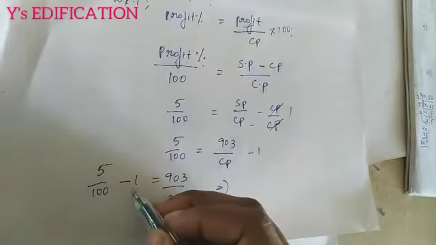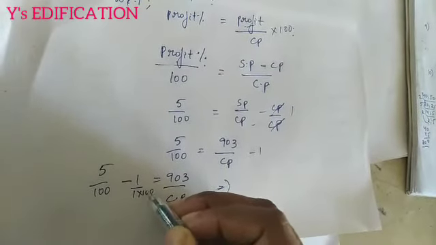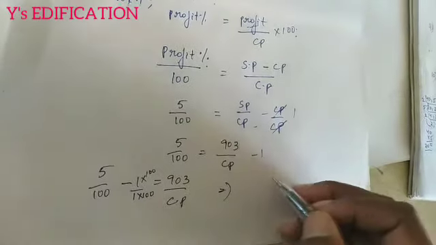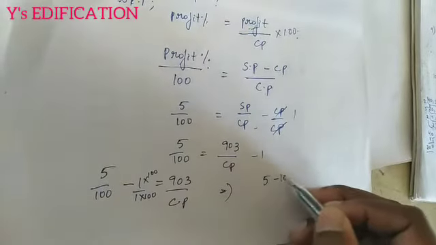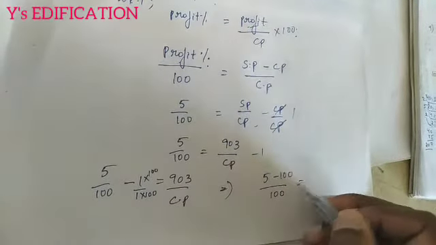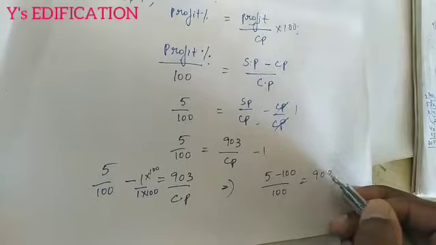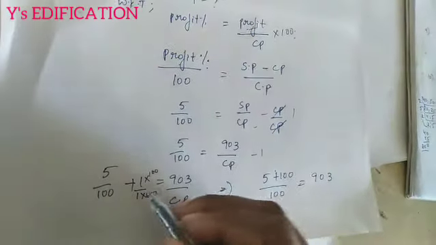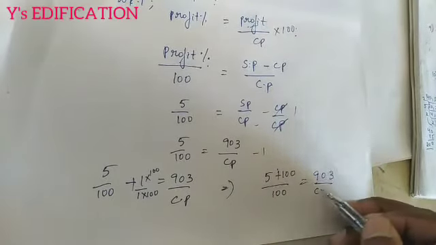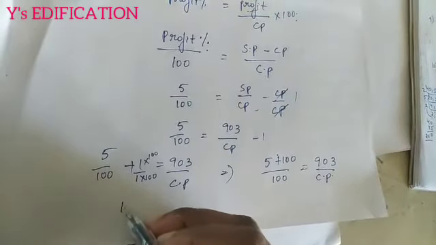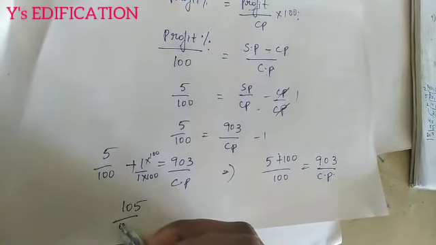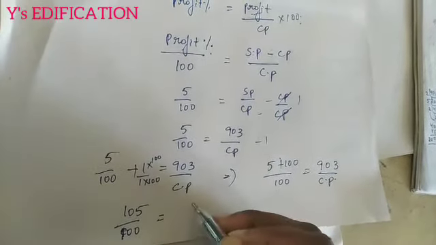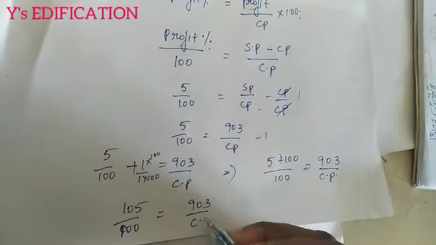So what will it become? By 1 into 100 into 100. So 5 minus 100 by 100 is equal to 903... sorry, this is plus. This is minus 1, no? So it becomes plus 1. 903 by CP. So what is 5 plus 100? 105 by 100 is equal to 903 by CP.